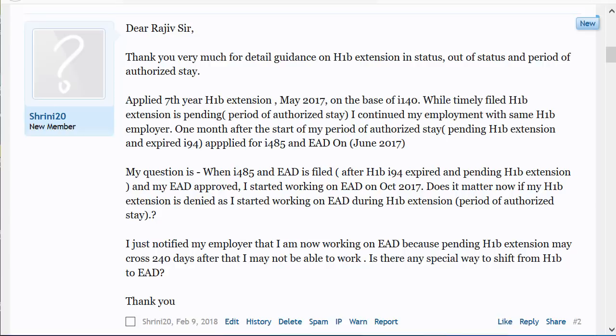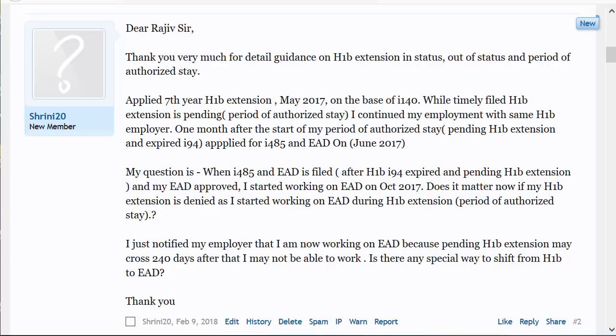I have not had a chance to review the questions today, so I'm just going to go through the questions one by one. I didn't have a chance to mark them as frequently asked questions, so I'll just go through them. The first one, Srini 20, I was just looking at it, seems to be a frequently asked question.